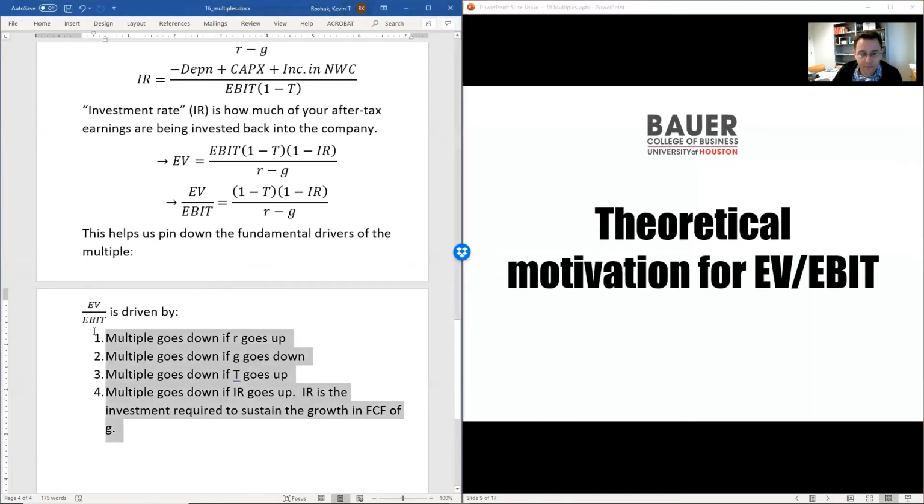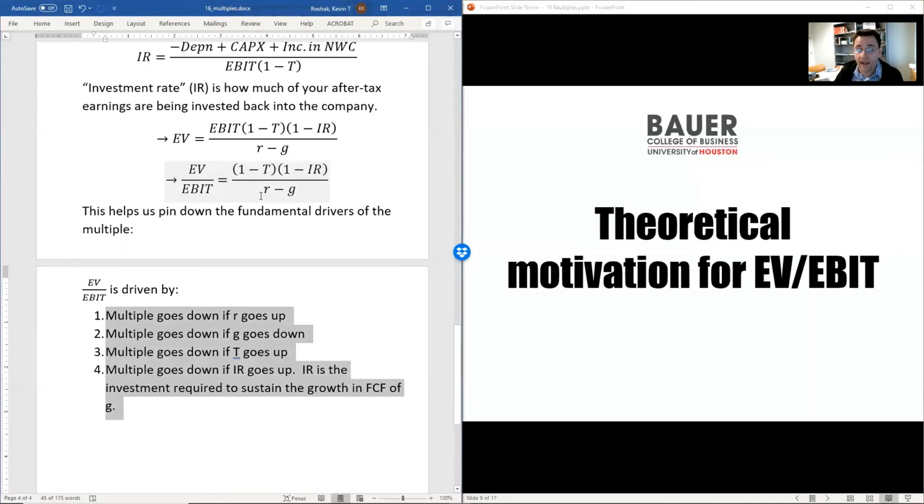This gives us basically 4 ingredients for our EV multiple, so we can think through the fundamentals of the business. If we want to use this multiple to compare companies, they should be similar along these lines. Okay, that's the punchline.